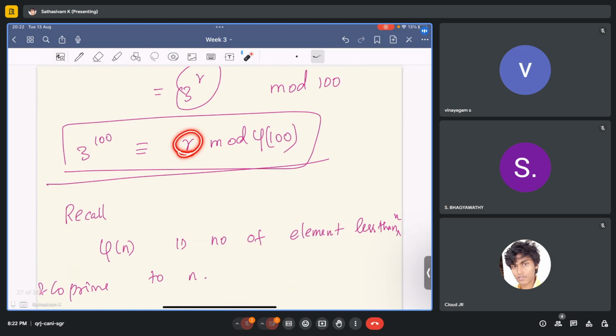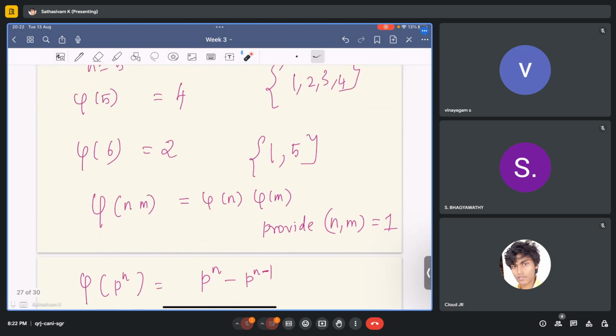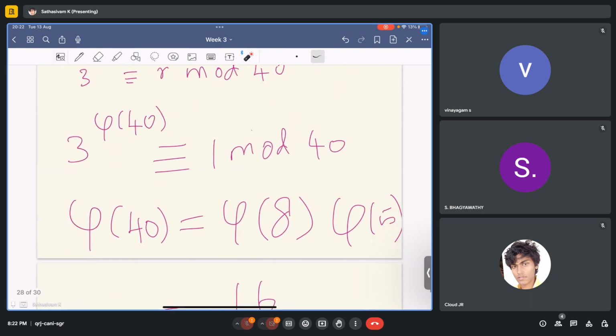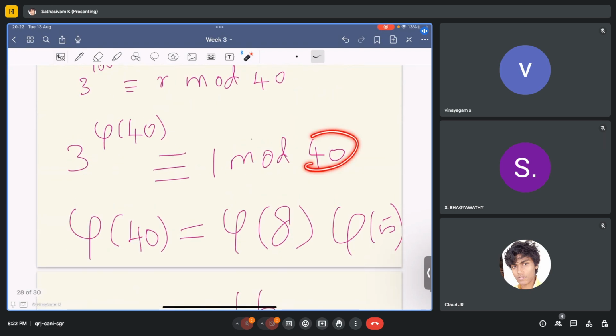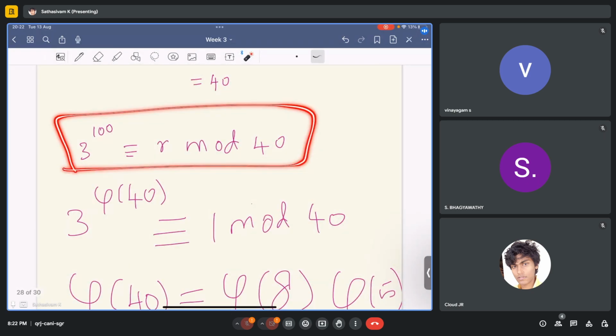Now let's find out what that r is. So here we compute phi of 100. The phi of 100 is 40. Okay. So phi of 100 is 40. But what I know is 3 power phi of 100 is congruent to 1 mod 40. But what I need is 3 power 100 is congruent to r mod 40. I want to find this r.